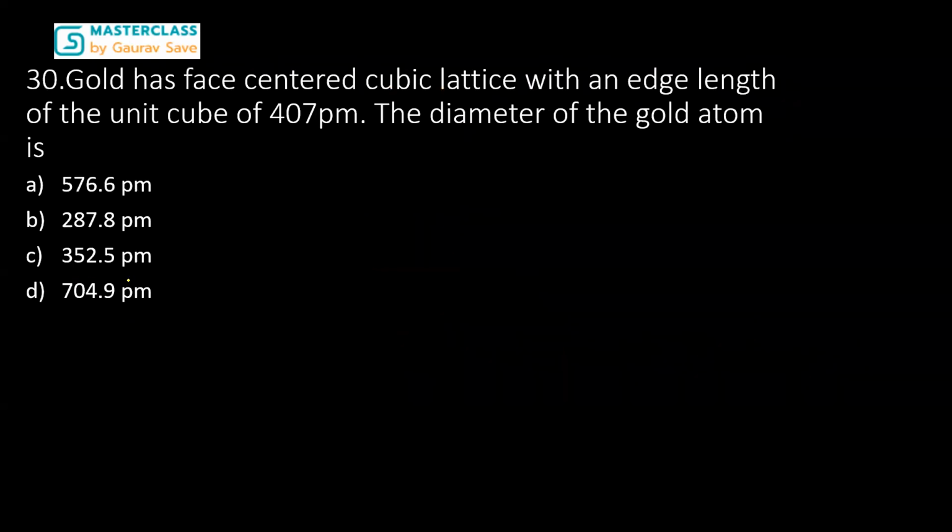Okay, next, gold has face centered cubic lattice, and if the edge length is 407 picometer, the diameter of gold atom will be. Now guys, they are asking us diameter, which is twice the radius, and they have given us edge length, which is 407 picometer. Now the relationship between edge length and radius is a equals 2 root 2 times r. So r will become a upon 2 root 2.